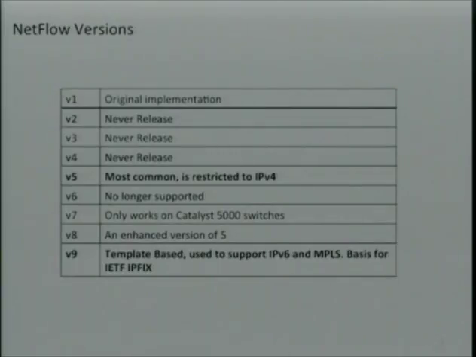So over the years, Cisco has created 9, or depending on who you ask, 10 versions of NetFlow. V1 was the original implementation. V2, 3, and 4 were never released. 6, 7, and 8 were kind of never really adopted either. The two key ones are V5 and V9. The most common is V5, but the only setback on that is it's restricted to IPv4. V9 is template-based. It does support IPv6, and it's actually the basis for NetFlow's cousin, IPFIX.